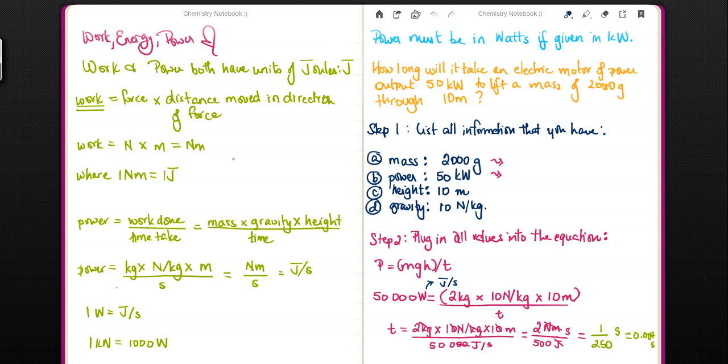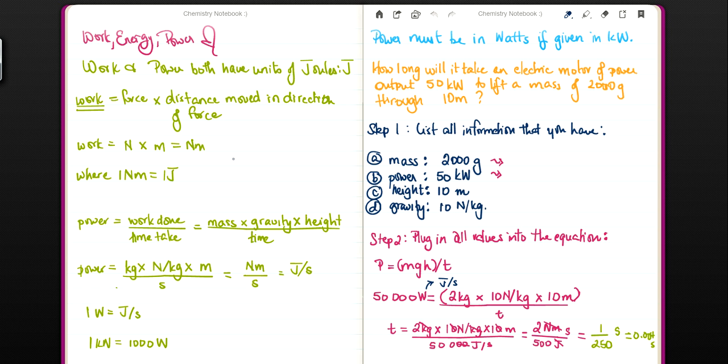Work, therefore, is equal to newton meters, because your force would have to be in the units of newtons, and your distance would have to be in the units of meters. And 1 newton meter is equal to 1 joule. So work is measured in joules as well. So newton meters and joules.